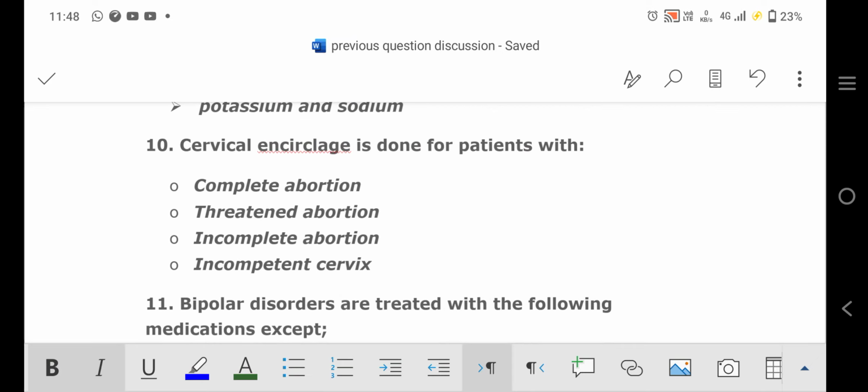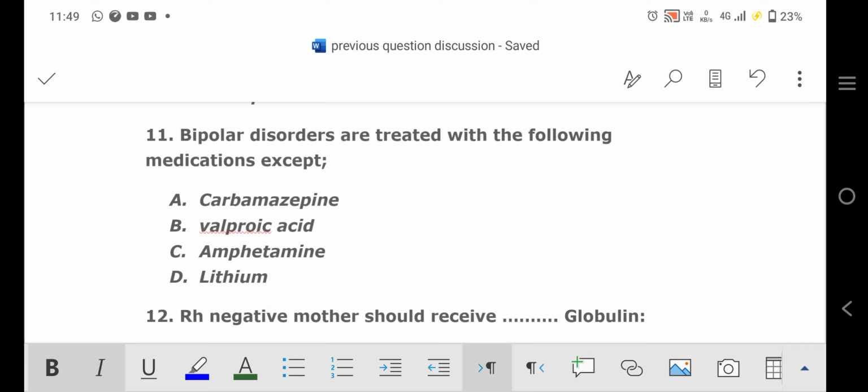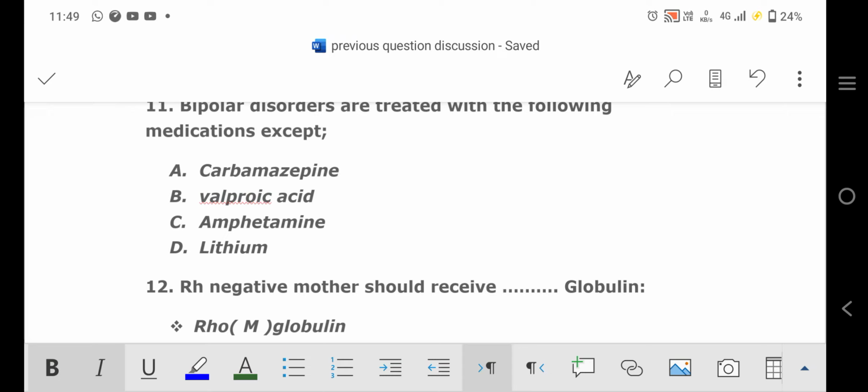Next question. Bipolar disorders are treated with the following medications except. Option A, carbamazepine. Option B, valproic acid. Option C, amphetamine. And option D, lithium. Answer is amphetamine. We will give carbamazepine, valproic acid and lithium carbonate to patients with bipolar disorders for their treatment.